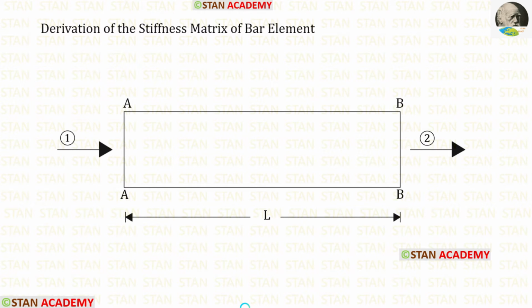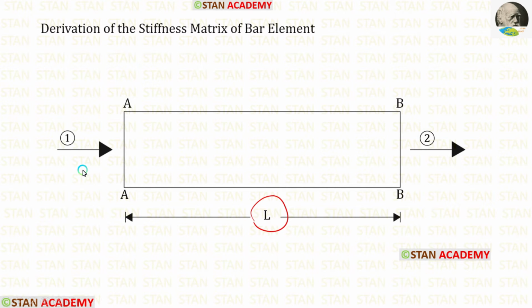Hello everyone. Today we are going to derive the stiffness matrix for a bar element. Here we are given a bar element having the sides AA and BB. The length of the bar element is L. In this element we have two coordinates.